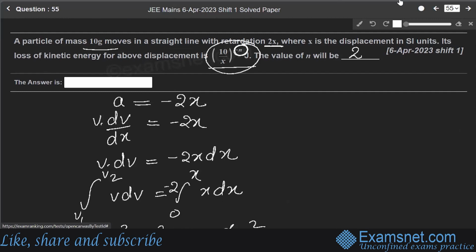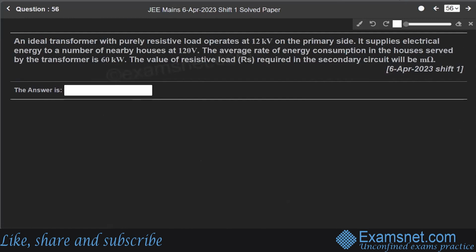Got it? Now our next question is: an ideal transformer with a purely resistive load operates at 12 kilovolt on the primary side. It supplies electrical energy to a number of nearby houses at 120 volt. The average rate of energy consumption in the houses served by the transformer is 60 kilowatt. We have to find the value of resistive load required in the secondary circuit.